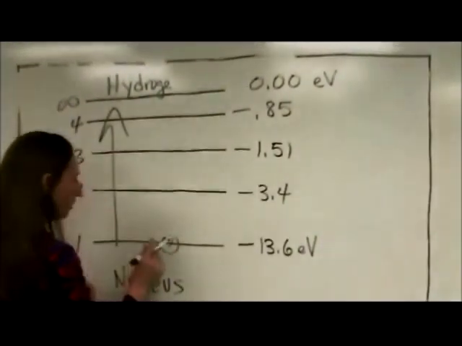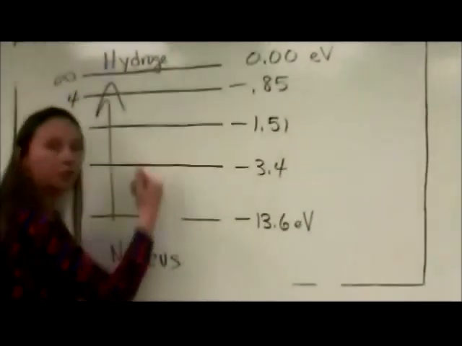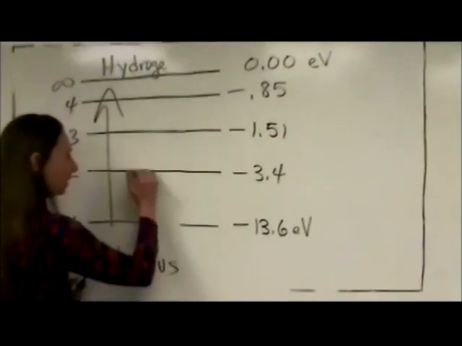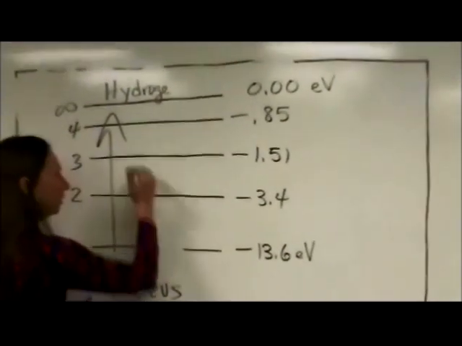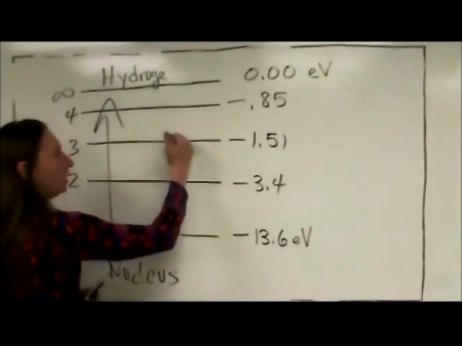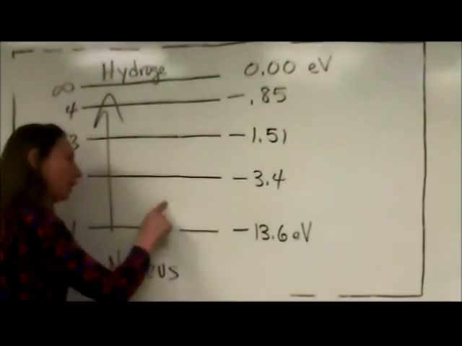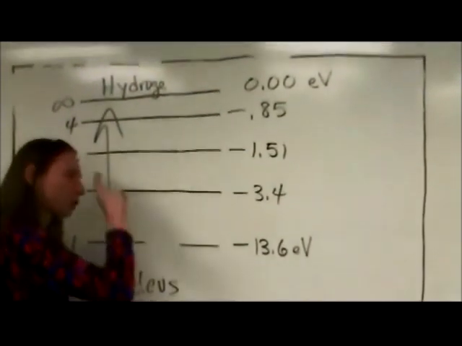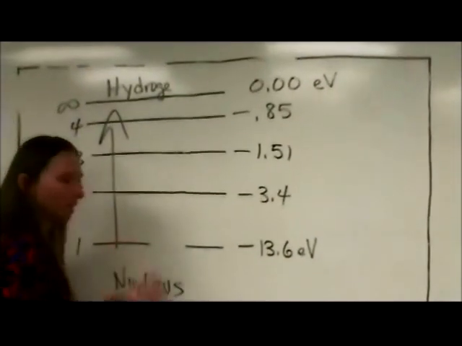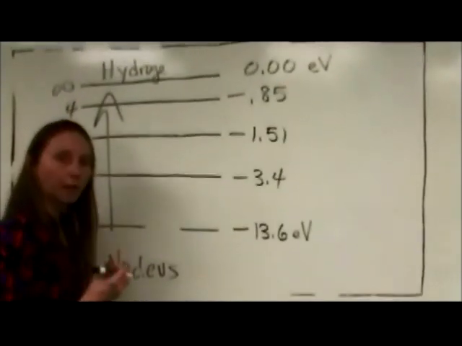If an atom is going to absorb a photon of light, it has to be a specific increment. It has to be the amount between here and here, or the amount between here and here, or the amount between here and here, etc. The energy of the absorbed photon has to specifically match a particular interval. If it doesn't match a particular interval, then the electron cannot absorb that energy.